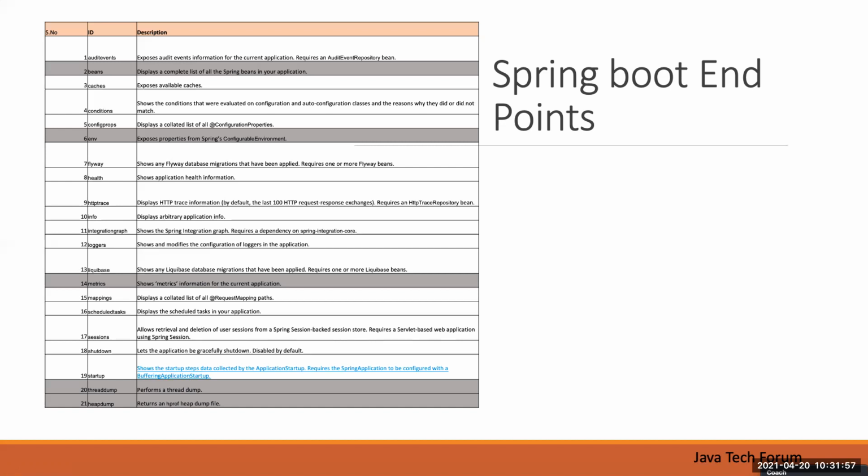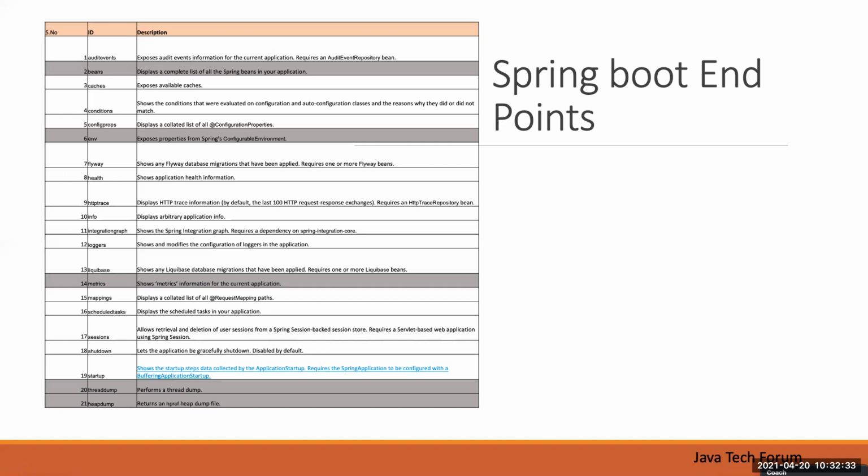The next one is thread dump. We can do the thread dump and get the details of the threads: what the active threads are, what their status is, whether we have any stuck thread. You can analyze all those things using this service. Then heap dump: we can get the hprof heap dump and analyze it. So these are all the features provided by the Spring Boot Actuator to manage the applications.